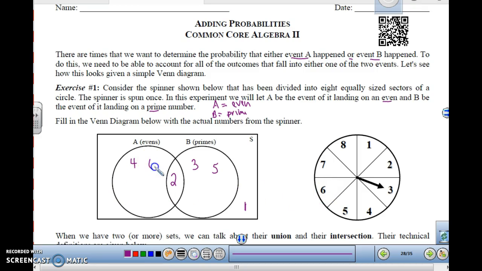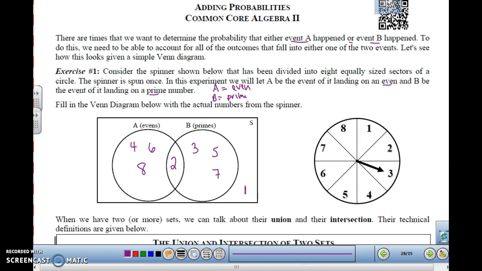So that's going to go over here. 7 is not even, but it is a prime. Goes over here. And then 8 is even and also not a prime. Okay, so that's what our diagram would look like. All right, now notice on this that the overlap right here, we do have a number that is both even and prime, so that is the overlap.